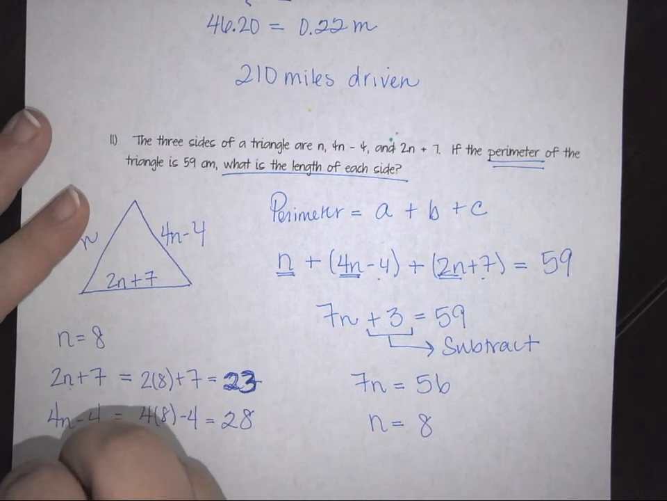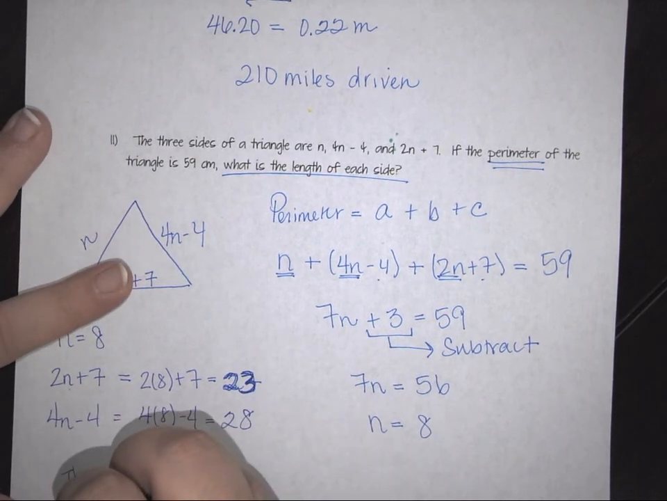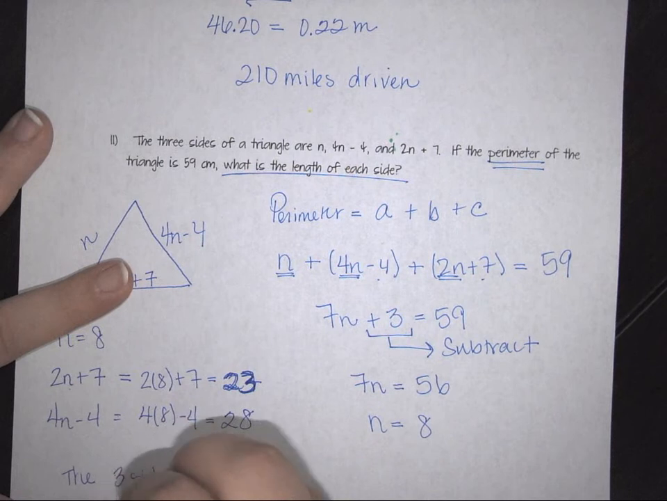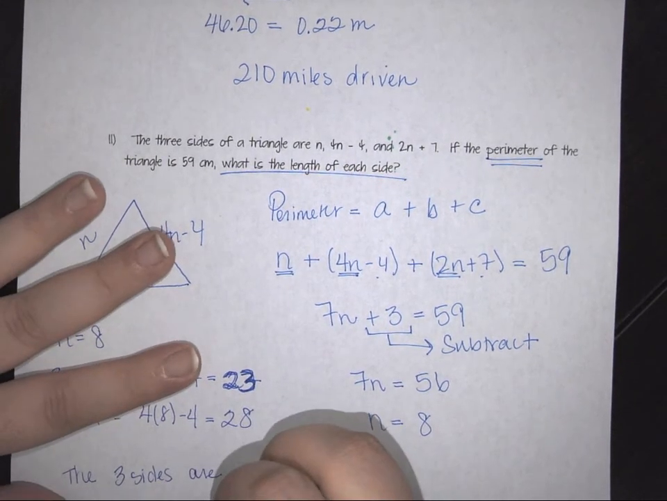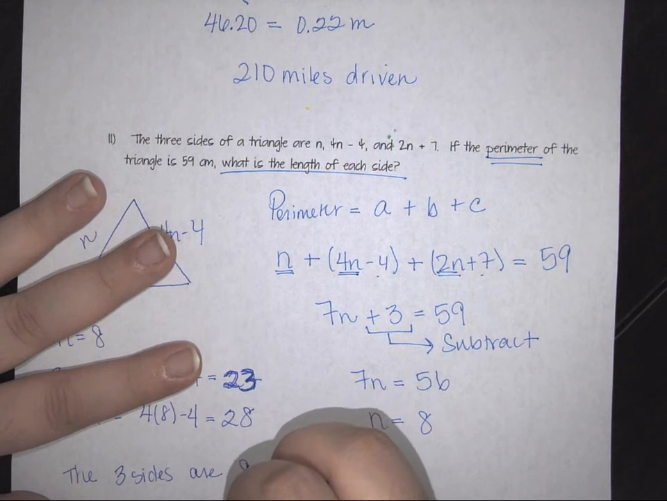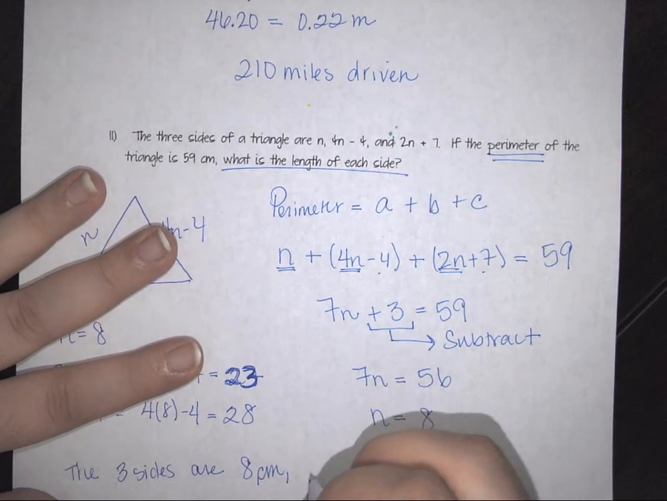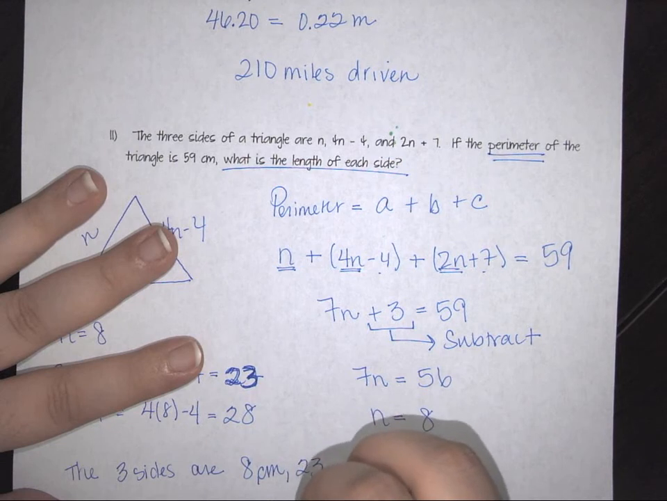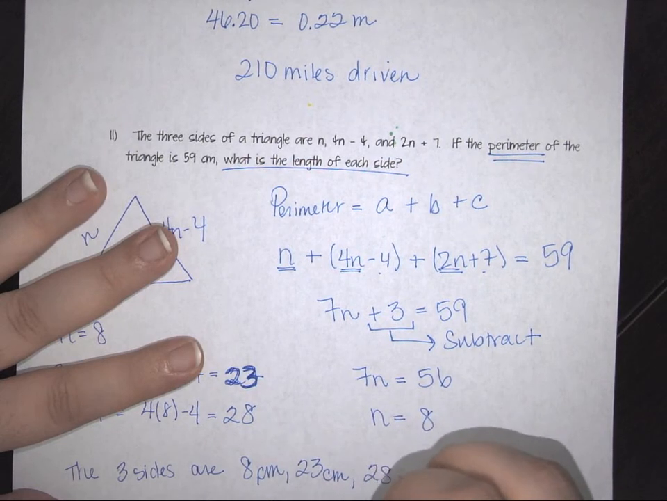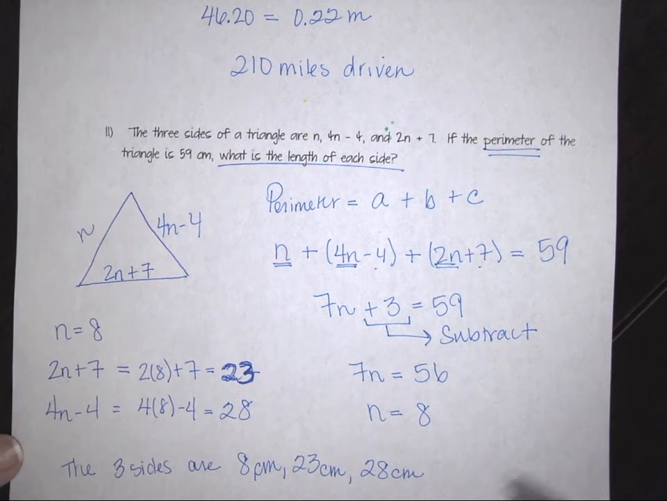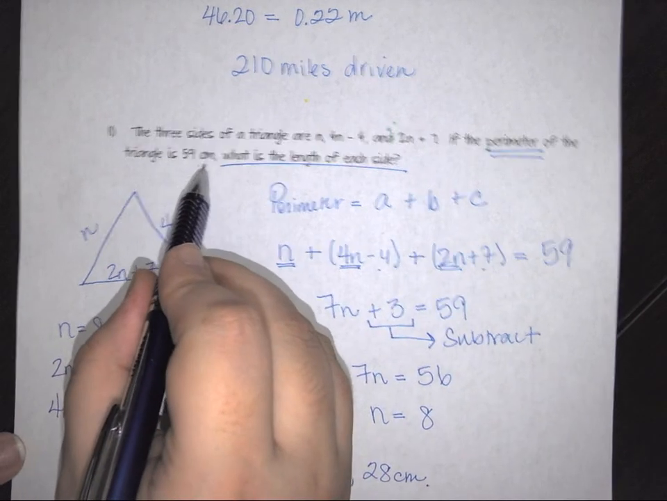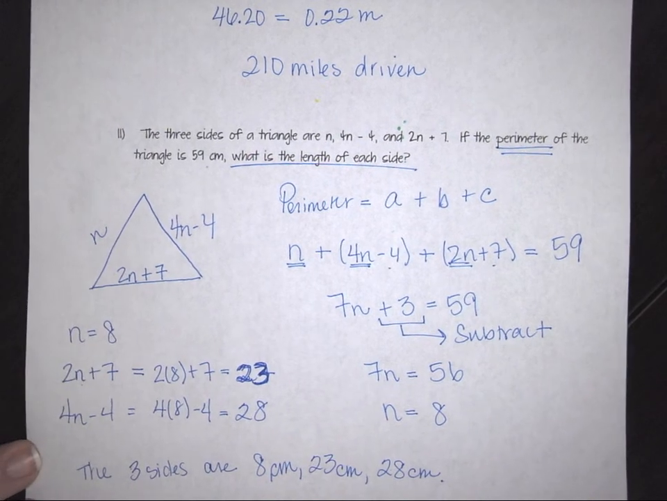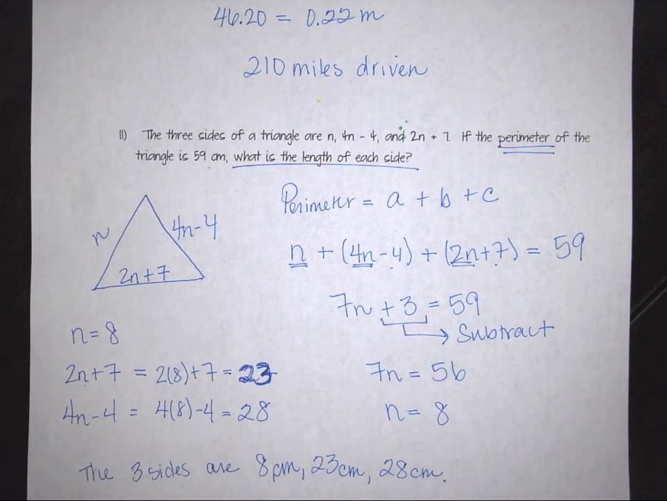So therefore, your 3 sides are 8 centimeters, 23 centimeters, and 28 centimeters. And in this case, units are important because they were given to you in the problem here. Alright, so those are 4 different application problems, each of which was solved using a very similar approach, which boils down to being able to write your equation.